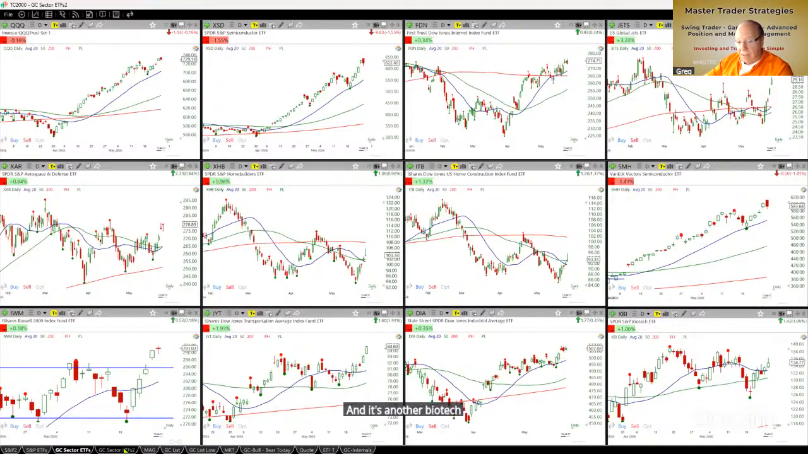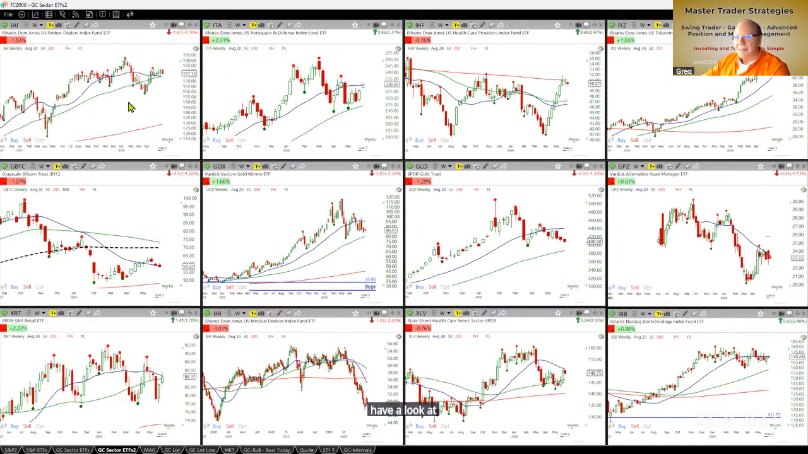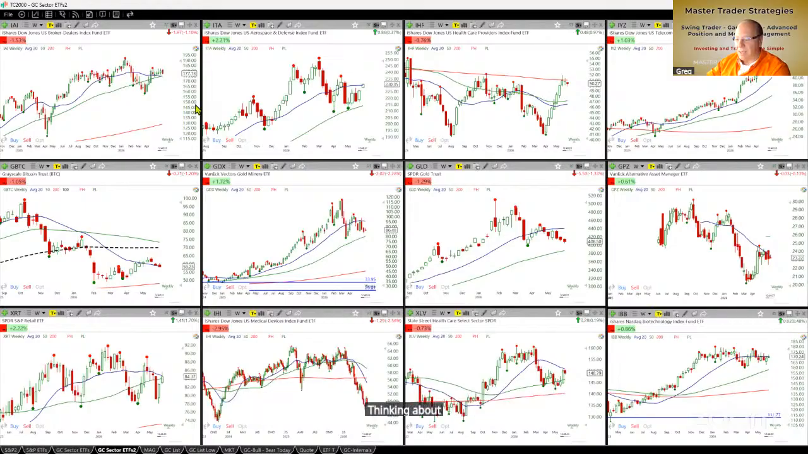There's another biotech. I have another one to look at. Right, we're looking for rotation. And think about, as we look at all these charts, what do you mostly see here as opposed to thinking about the semiconductors?